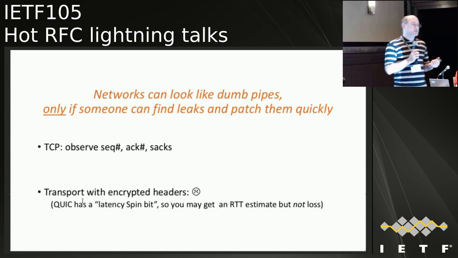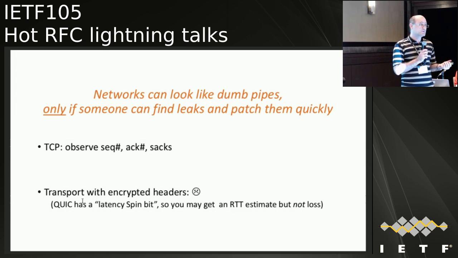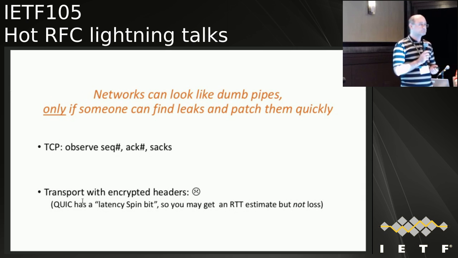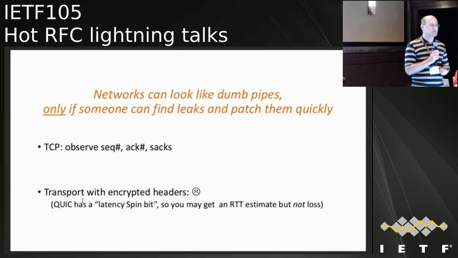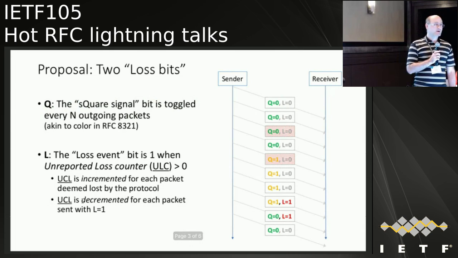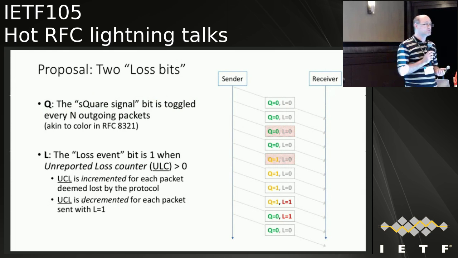If he's seeing a TCP flow in that pipe, it's pretty good. You can look at sequence numbers, ACK numbers, figure out if there is a leak, see if it's upstream, downstream. If he is looking at a QUIC flow, not as good. There are no bits to look at to see if there is packet loss. So I think it's a problem. And we propose a solution that uses two bits. One bit is a Q bit, which stands for square signal. It's very simple.